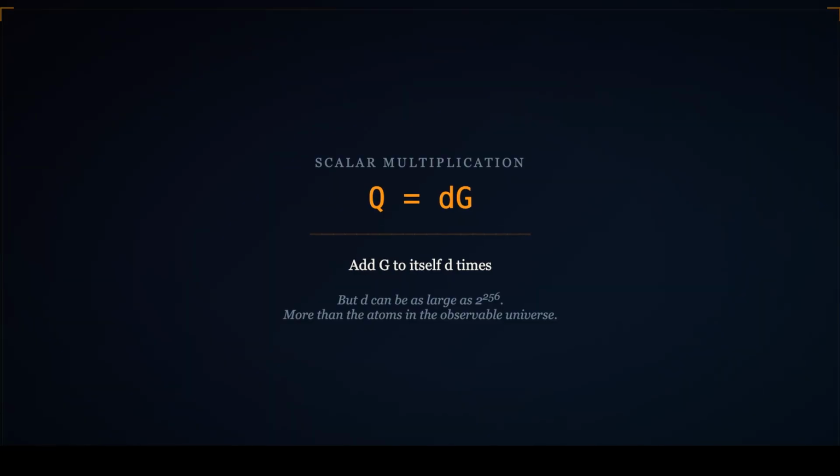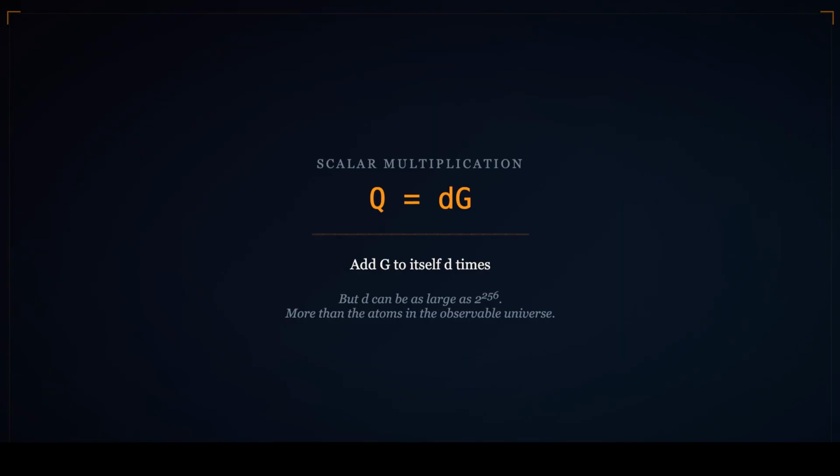Given the private key d and the generator point G, the public key is Q equals d times G. This means adding G to itself d times. The result Q is a point on the curve. This is scalar multiplication, simple to define.